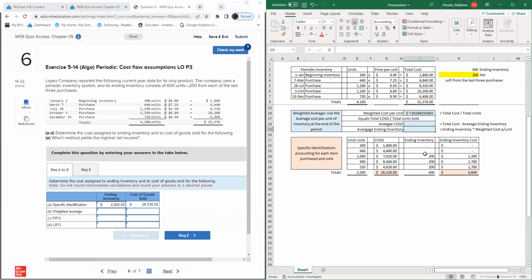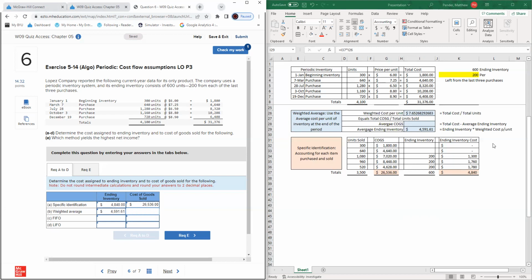So it's my ending inventory, which is the 600 we have, multiplied by the weighted cost per unit. I know I have 600 left, and then multiplied by this average number. That gives me my total ending inventory based on this weighted average cost per unit: 4,591.61. And from here, I can determine my cost of goods sold.